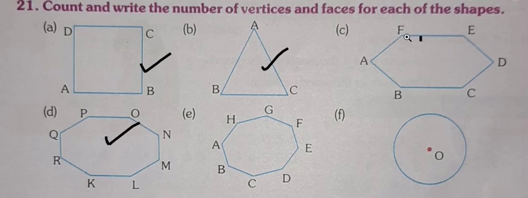Similarly, you can see that this is a hexagon. Why? Because there are 6 vertices as well as 6 faces. Now, this is an octagon because here are 8 vertices as well as 8 faces, and this is a circle.